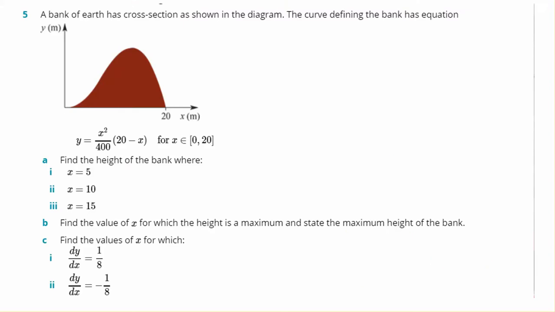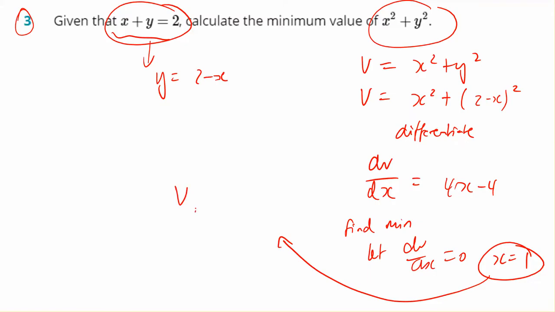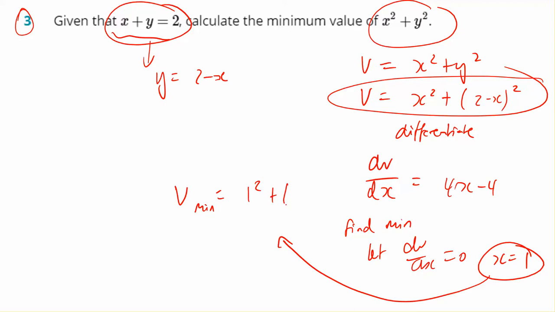So V min would be when you sub 1 back into the original equation, which is this one. So we've got 1 squared plus 2 minus 1 squared. 2 minus 1 is 1, 1 squared is 1, so the minimum value is 2. Okay, so that's how you work this out.